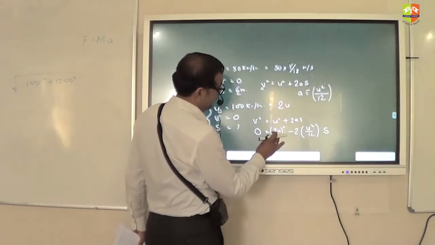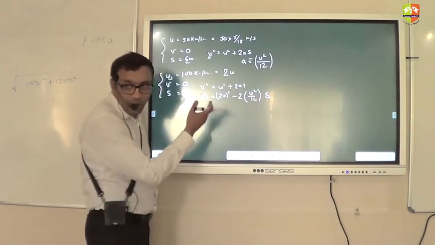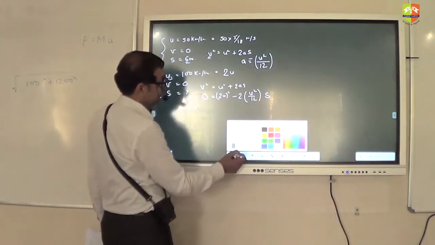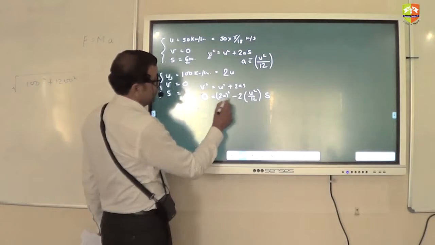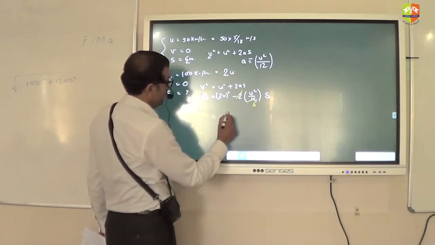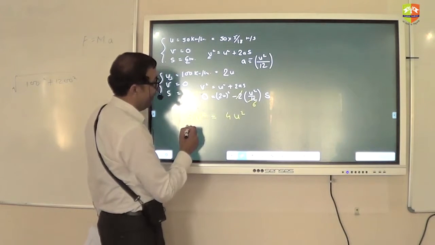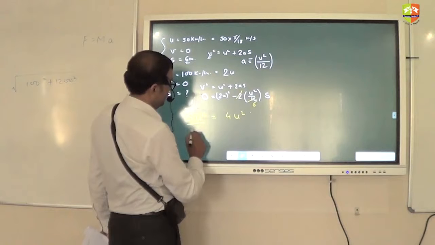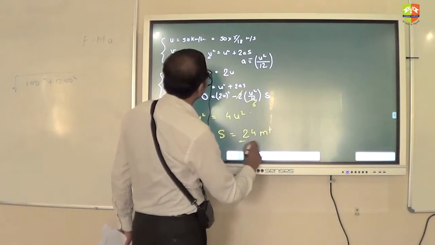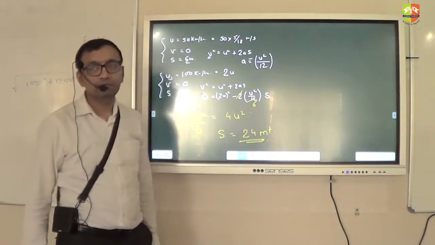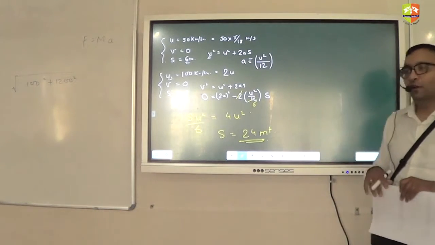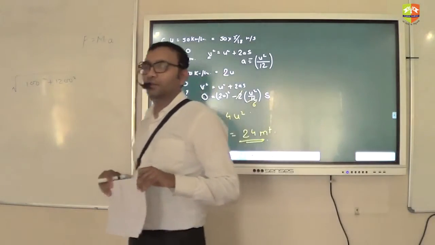How much? Let me quickly calculate. Please copy this. Copy this quickly. So this is 6s into u square equal to 4u square into 6. So s is equal to 24 meters. Anybody got 24? Good.